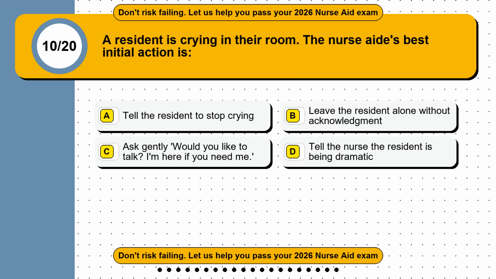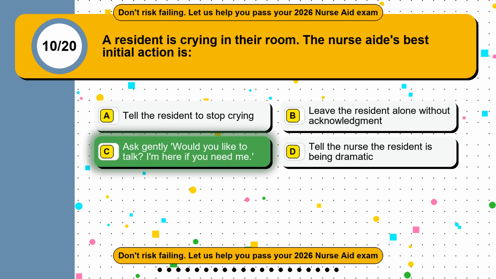Question 10. A resident is crying in their room. The nurse aide's best initial action is: Option A. Tell the resident to stop crying. Option B. Leave the resident alone without acknowledgement. Option C. Ask gently, "Would you like to talk? I'm here if you need me." Option D. Tell the nurse the resident is being dramatic. The correct answer is option C. Ask gently, "Would you like to talk? I'm here if you need me."